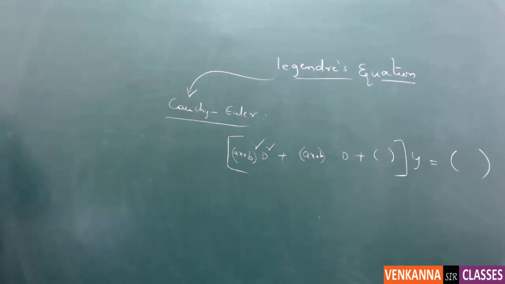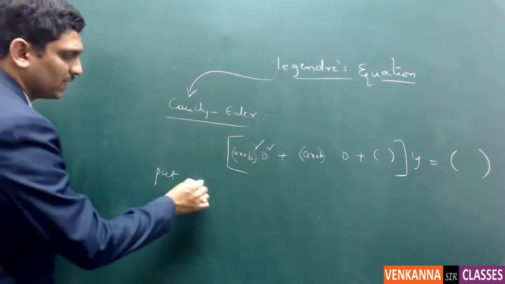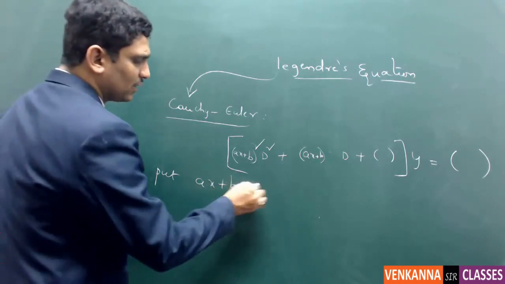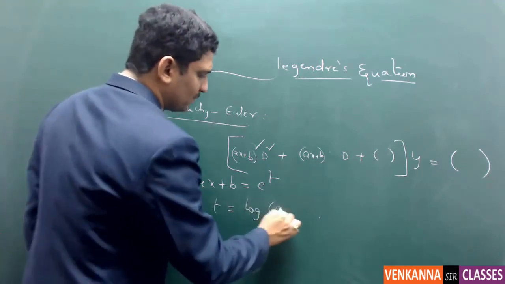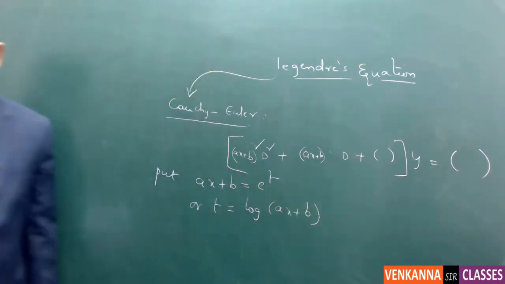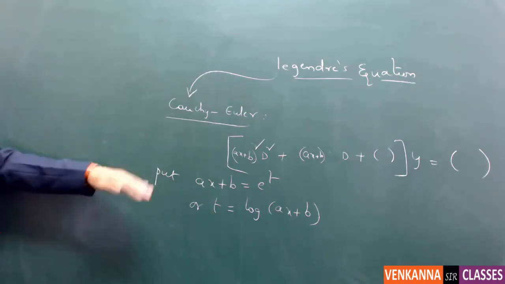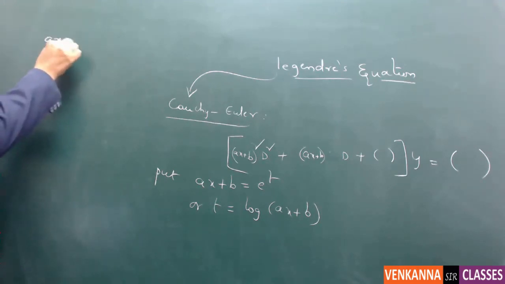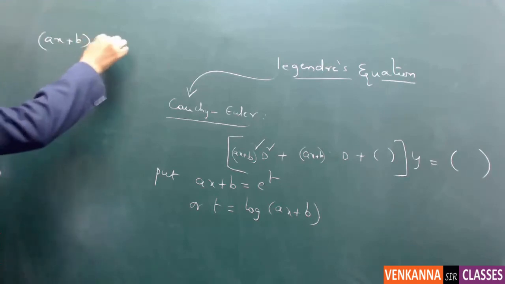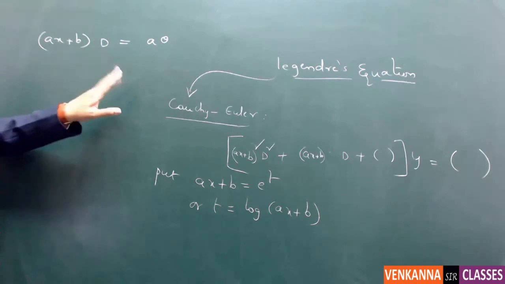Right. So, as we substitute the function earlier, here we substitute, put ax plus b is equal to e power t, or t is equal to log of ax plus b. Again, going for the successive differentiation as we did earlier, here also we replace the same thing. So (ax plus b) of d will be replaced with a into theta. The same thing, only with a polynomial.